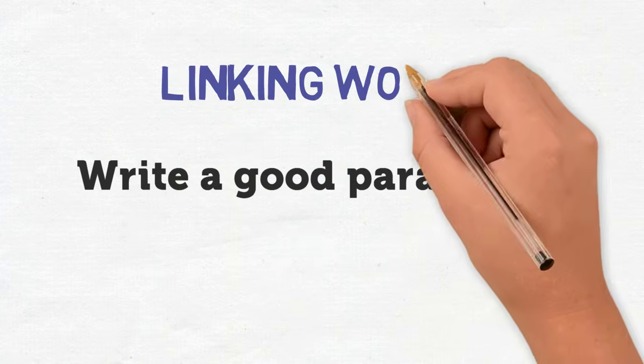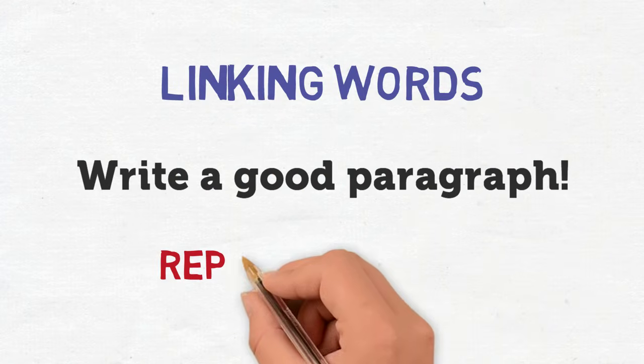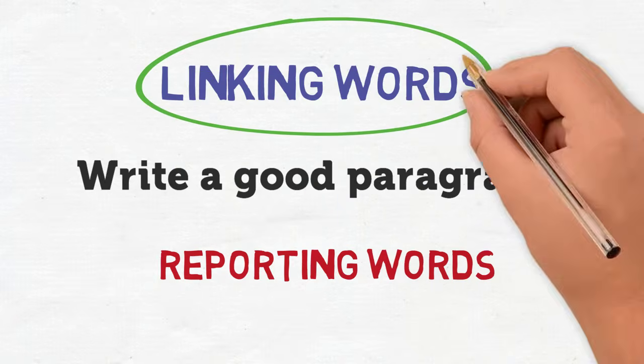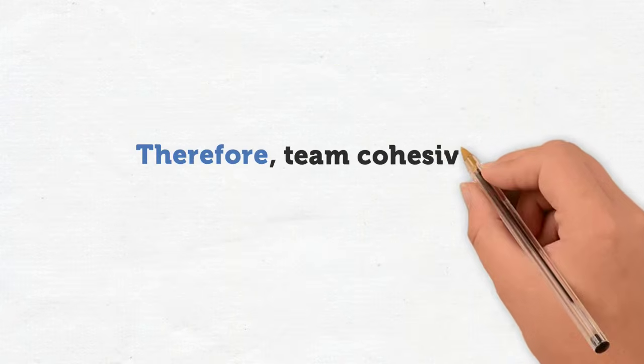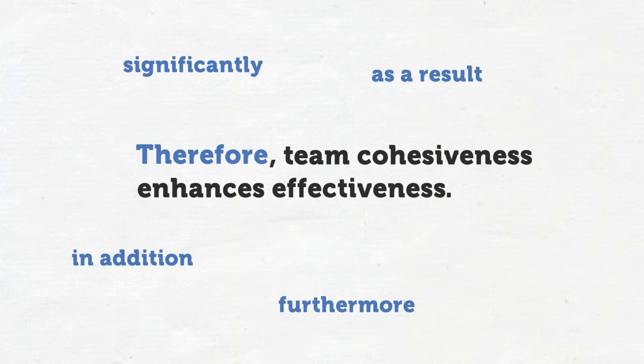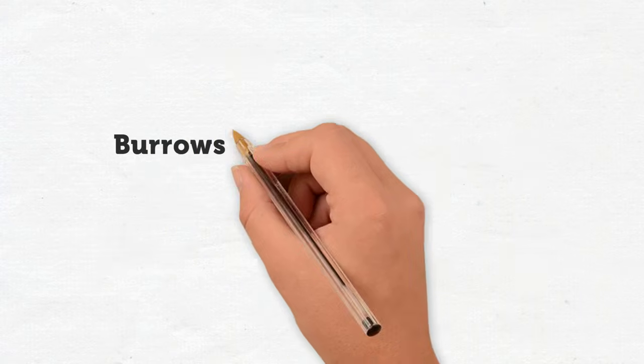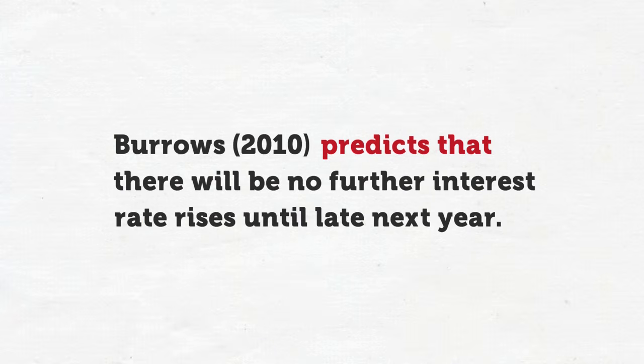You have to learn to use linking words and introduce your references with reporting words. Here are some examples. Linking words help your paragraph flow. You add them at the beginning or in the middle of sentences. Reporting words are also useful.